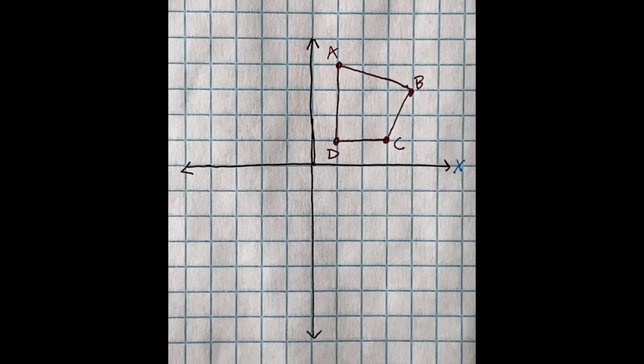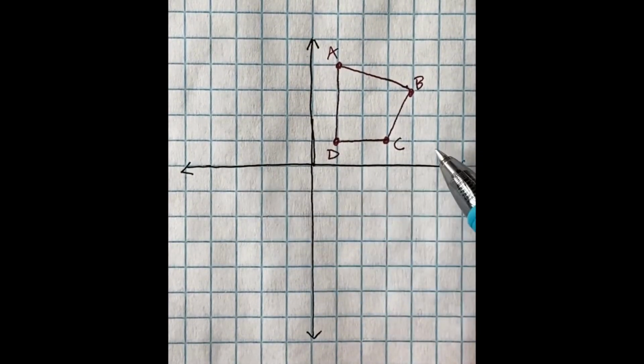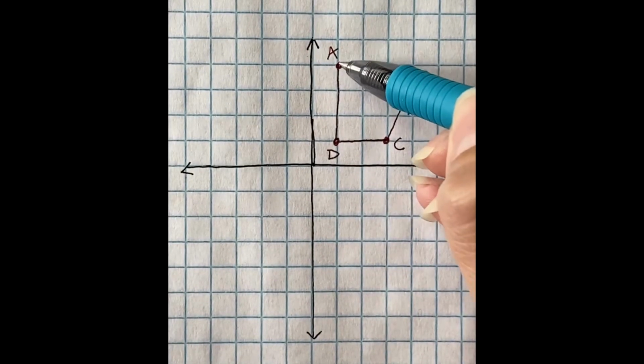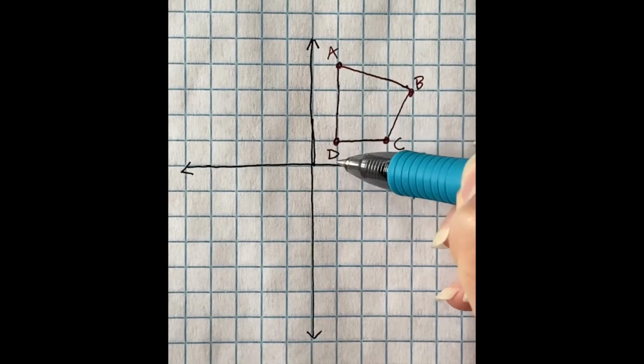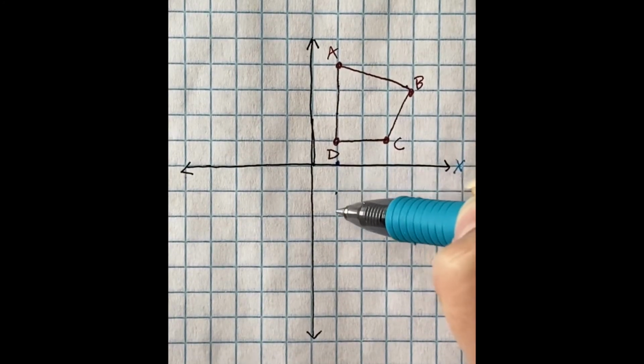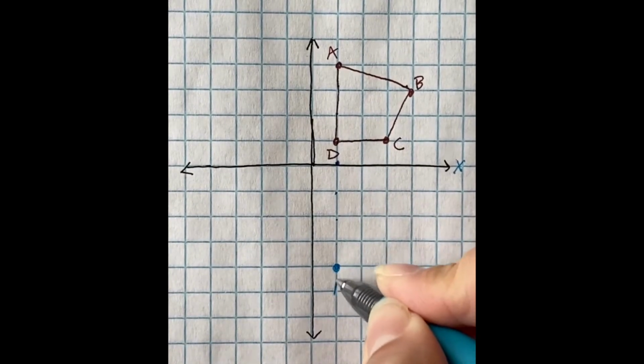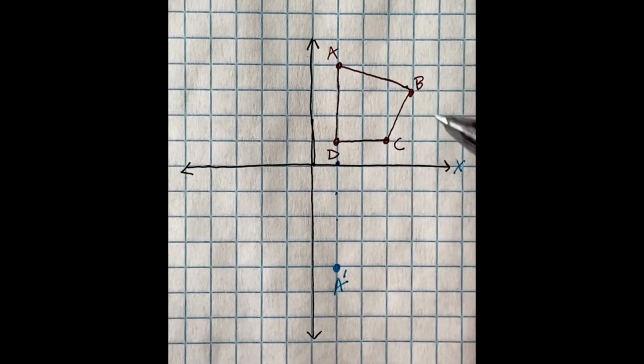The cool thing about reflection is the images are always the same distance away from the line of reflection. So if I'm going to reflect, point A is 1, 2, 3, 4 spaces away from the x-axis. So I need to put A prime also 4 spaces away from the x-axis. So 1, 2, 3, 4. This would be A prime.